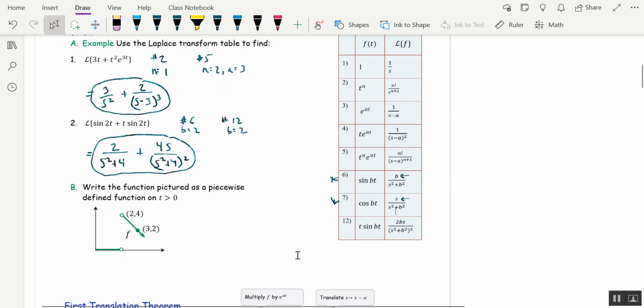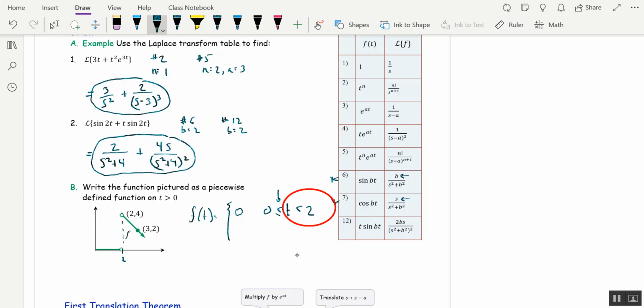Okay, now we're going to find a formula for the piecewise defined function pictured here. So this is a skill we're going to need. This is just algebra, but it's always a good review. So f of t is going to be 0 if t is between 0 and this point here, which is 2. So 0 less than or equal to t less than 2. Now here, this can be less than or equal to or strictly less than. It doesn't matter. Over here at the 2, we do want strictly less than.